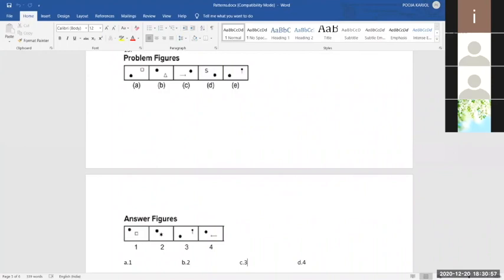There's one more. Wait. Yeah, chairs. Okay.